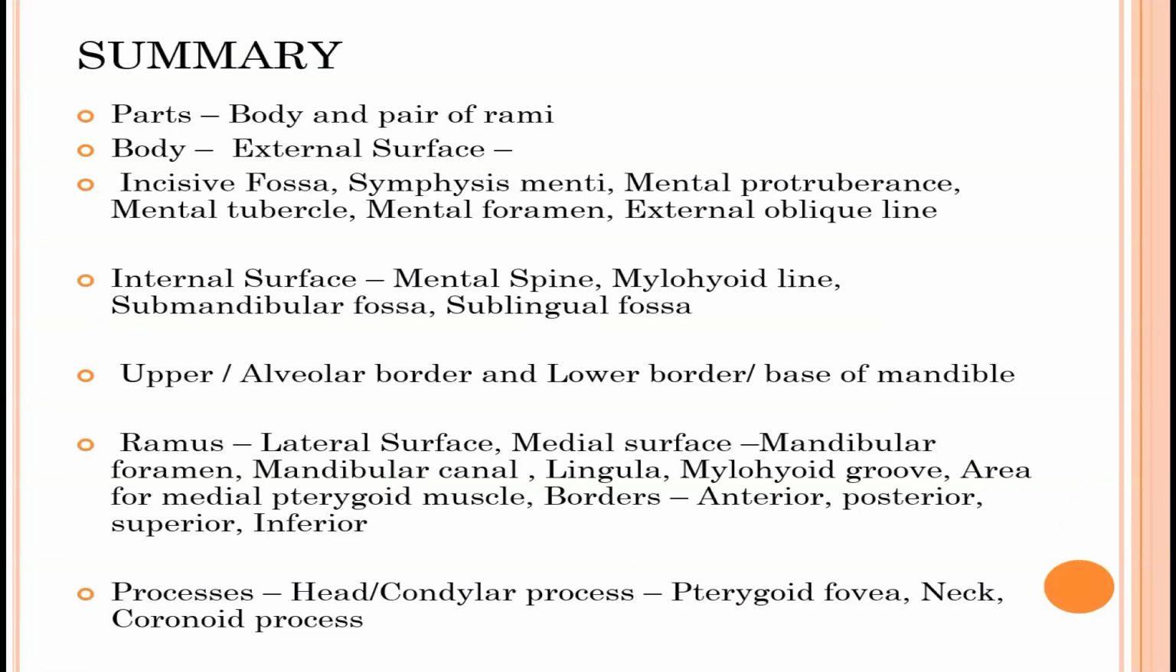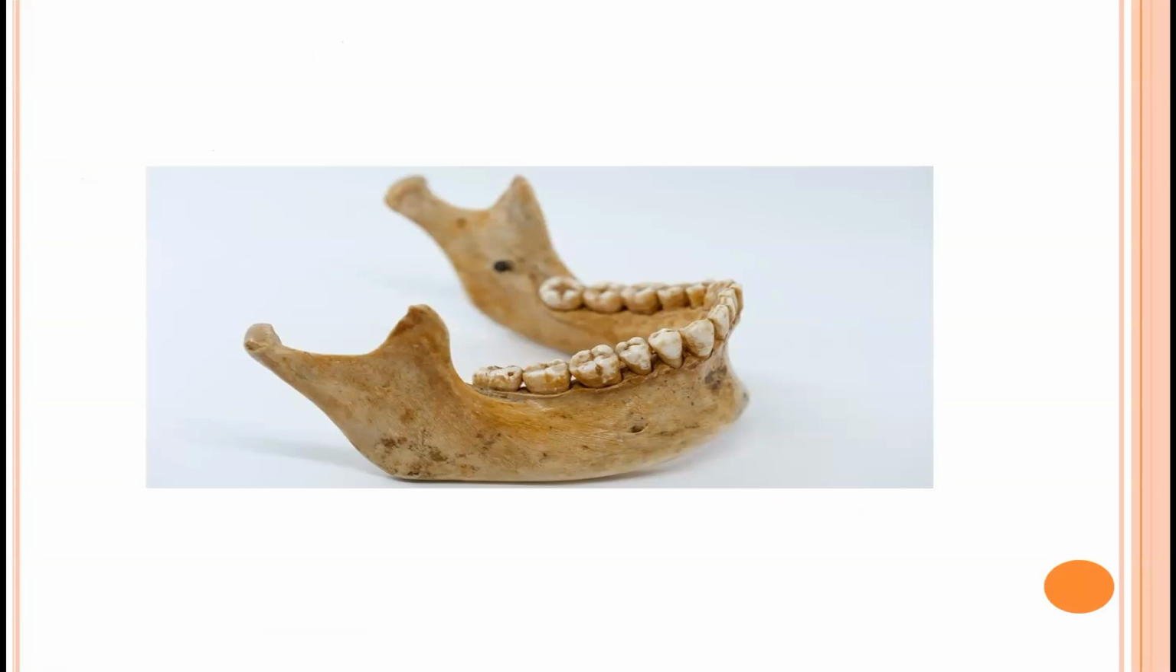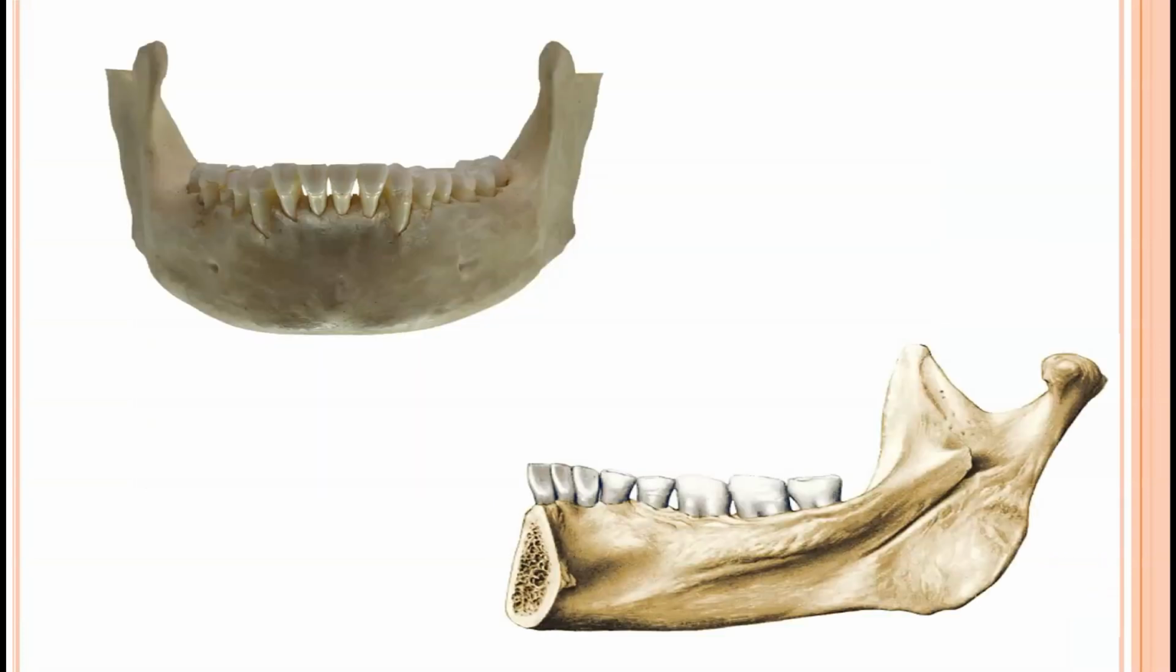We can see the summary of today's portion. So basically the mandible has two parts, the body and a pair of rami. The body has an external surface, internal surface, upper border or the alveolar border, and lower border or the base of the mandible. On the external surface of the body, we can see the incisor fossa, below that is the symphysis menti and below that is the mental protuberance.